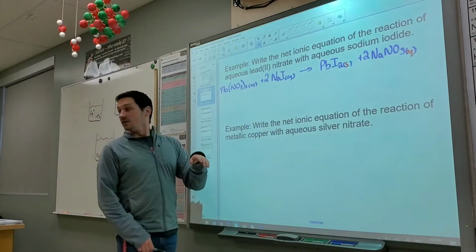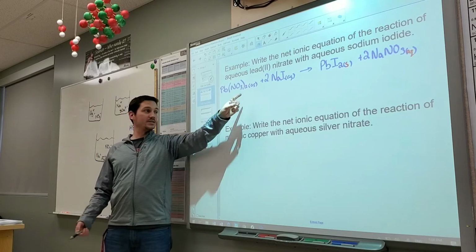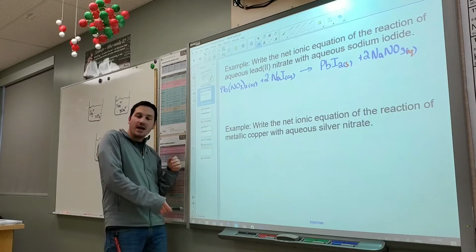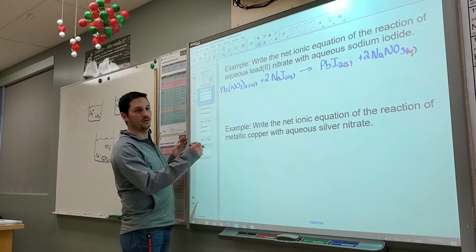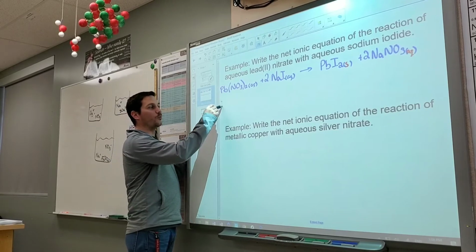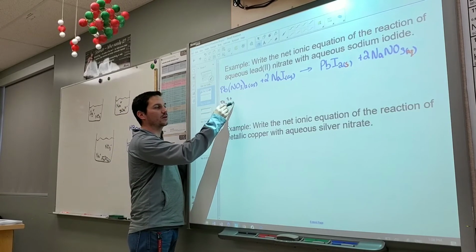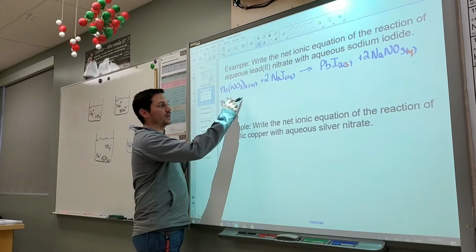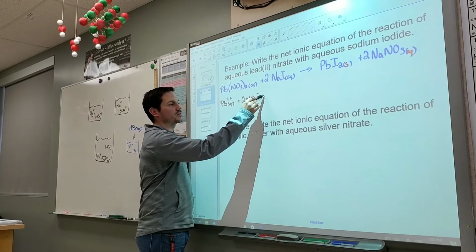Yes or no, the lead 2 nitrate can split up because it's aqueous. Yes. It's ionic and it's aqueous, so let's split it up. How many leads are we going to get when they split up? We're going to have 1 Pb2+ aqueous. And how many nitrates are we going to get? 2. We're going to get 2 NO3- aqueous.